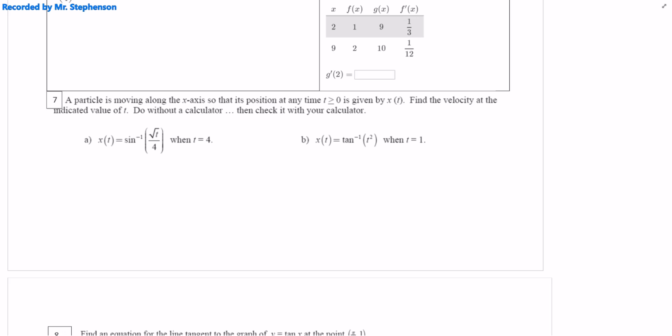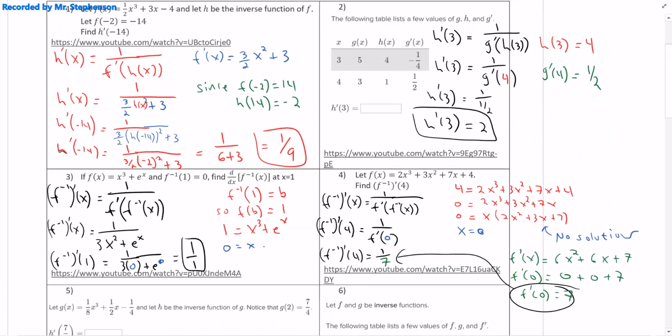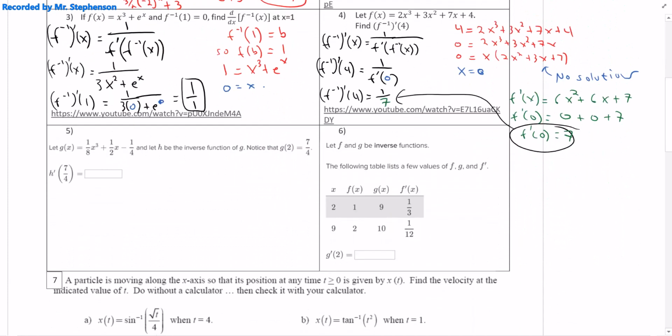Hi, so in this video I'm going to show you the solutions to practice set number 18. Here are the solutions to the first four. There are video links for those if you want to see exactly how those are done by a different person. Those are the solutions I got. So let's start with number 5.